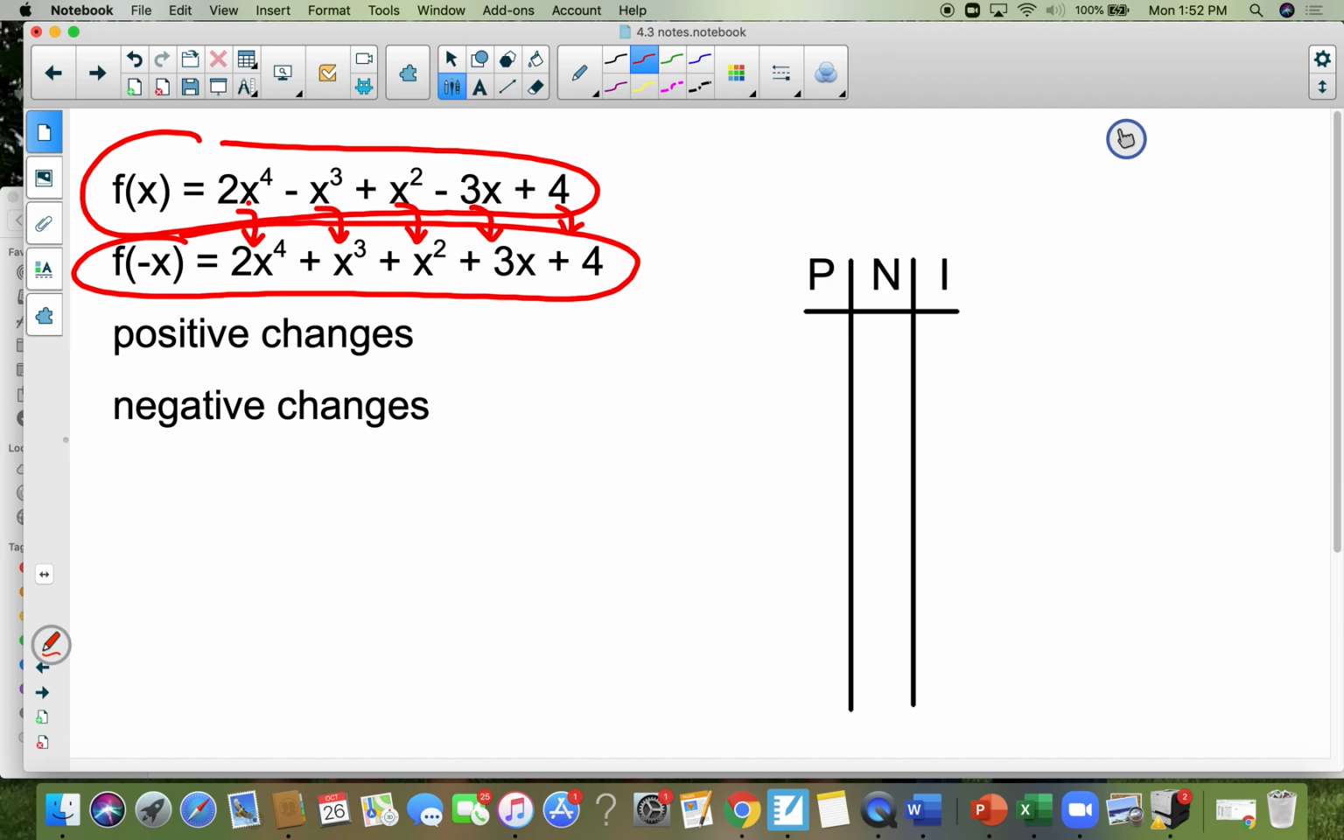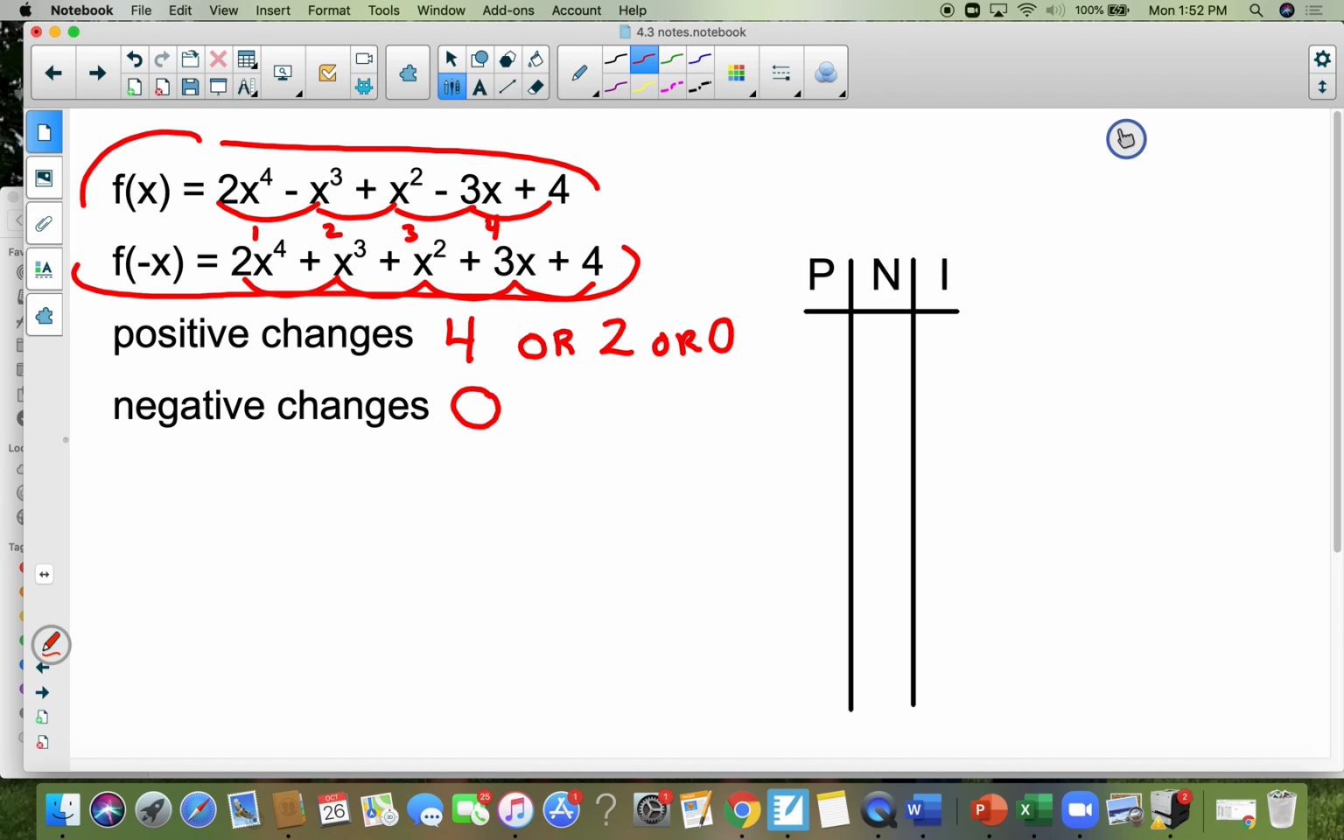Okay, now once you change yours, you're going to sit and count your positive changes. From positive to negative is 1 change, negative to positive is 2, positive to negative is 3, negative to positive is 4. There are 4, or you can always decrease by 2, 2, or 0. Those are the 3 different options, until you get down to either 0 or 1. The negatives, nothing. It goes from positive to positive, positive to positive, positive to positive, positive to positive. There are 0 changes.